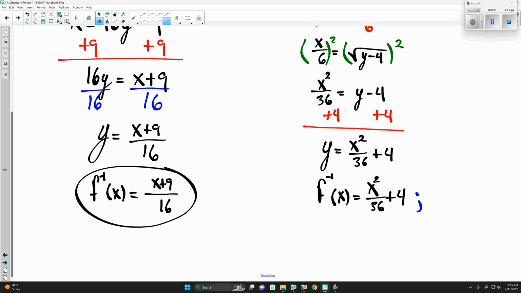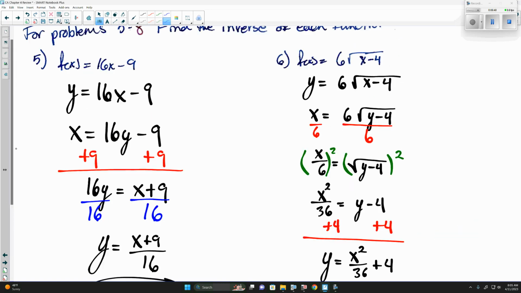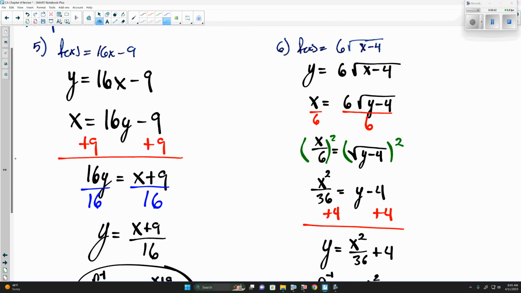Now, technically, I'm not going to deduct points for this, and I don't think the professors over at NEO would either. We would technically have to give a restriction for the value of x: that x has to be greater than or equal to 4. Because our starting function is 6 times the square root of x minus 4, our values of x cannot be less than 4. If they are less than 4, we don't have any values there.